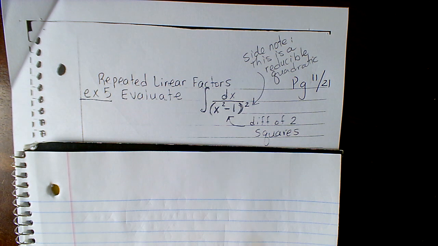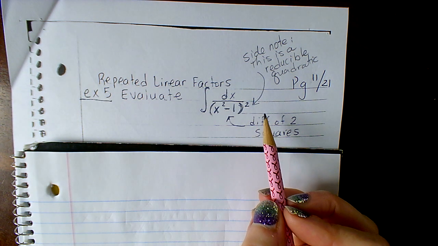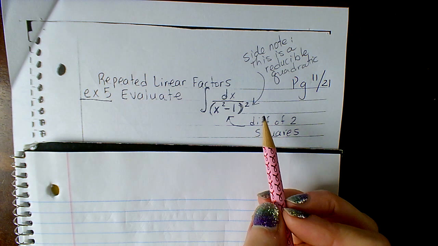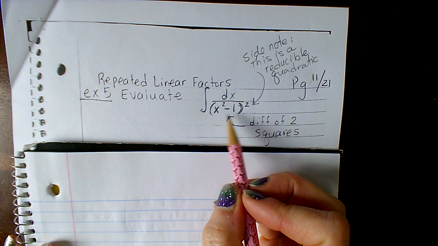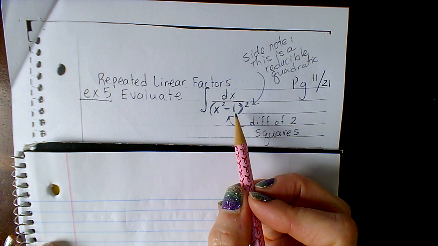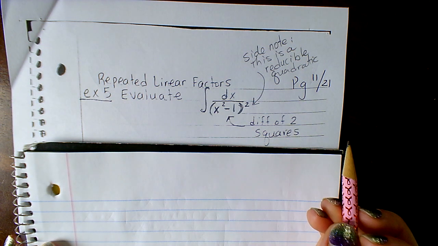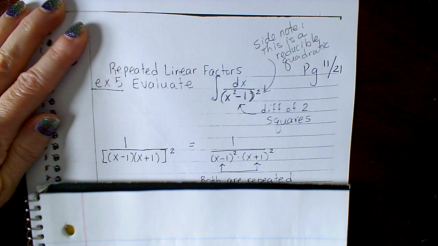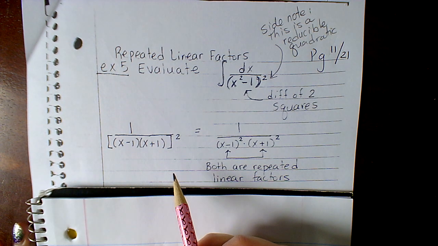This is what's called a reducible quadratic, and I point that out because we have an irreducible quadratic case that's going to happen in the future in this section. Okay, so this is the difference of two squares, right? X squared minus 1 is going to factor into x minus 1, x plus 1. But don't forget about this squared on the outside. So we get not one, but two repeated linear factors.